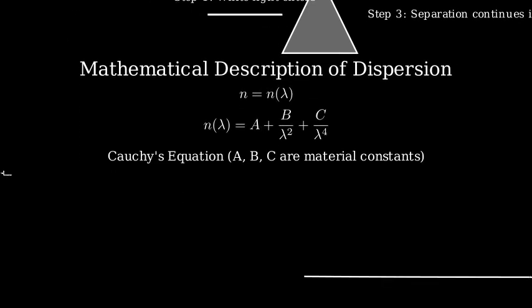The angular separation between colors increases with the difference in the index of refraction for those wavelengths. This is why we see such a clear separation in a prism.